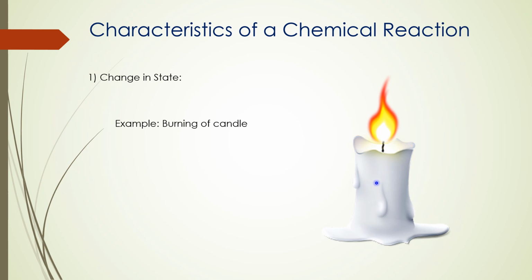When the candle is burning, see this one. If the candle burns, you will get the flame. At the same time, carbon dioxide and water vapor, the new substances, are formed. So, wax is in solid state. This candle is in solid state. When it burns, see, it converts to gaseous state. Carbon dioxide is a gas and water vapor is a gas. So, there is a change in state.